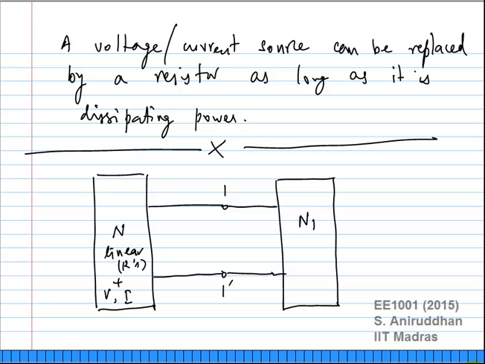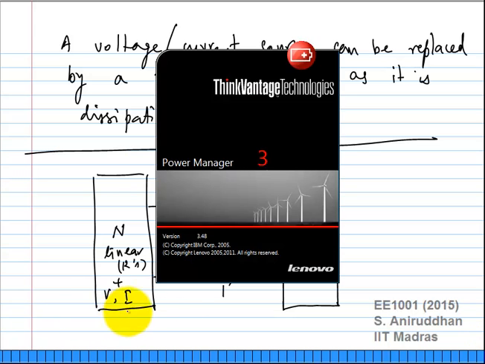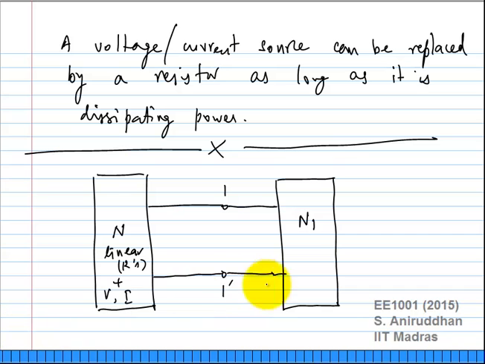In fact, I'll even add one more thing. It can also have control sources. This network N consists of resistors, independent voltage sources, independent current sources, as well as dependent sources. I am just going to put one restriction. For these dependent sources, these control sources, the controlling variable is not part of N1. That is the restriction I am putting.